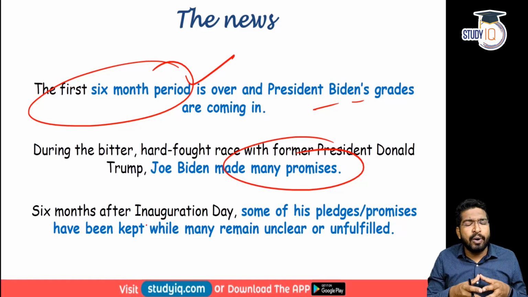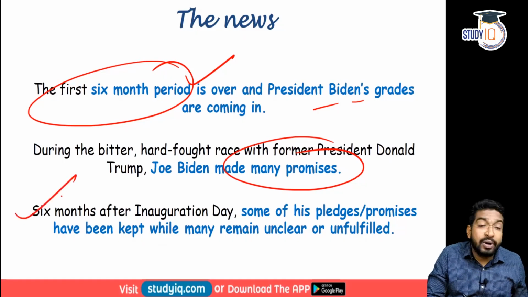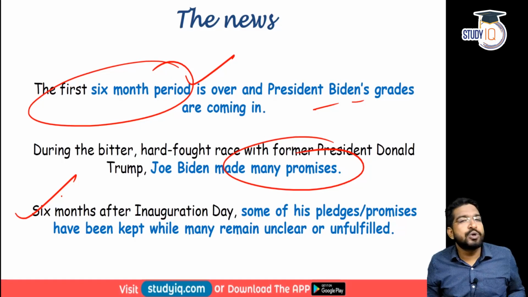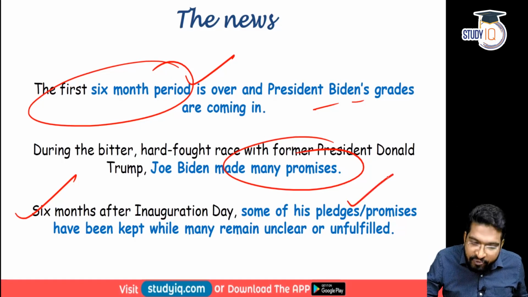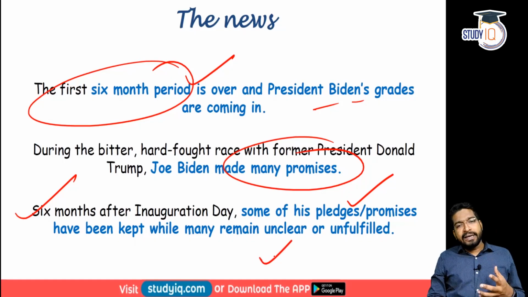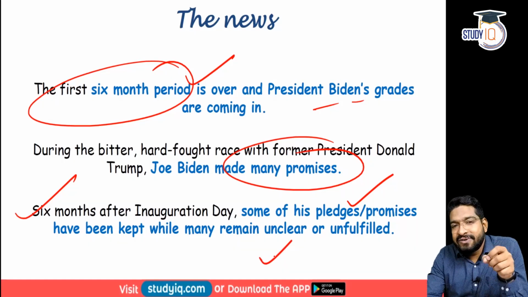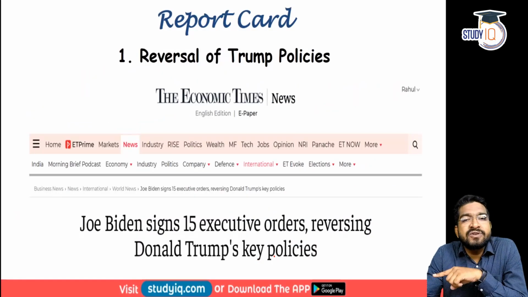So what we are going to talk about today is from his inauguration day from Jan 20. In these 6 months, has he fulfilled those promises? How many promises have been fulfilled? How many have remained unclear or rather unfulfilled? Right. Let's begin the discussion. Under 6 heads I have divided. The first head would be reversal of Trump's policies.